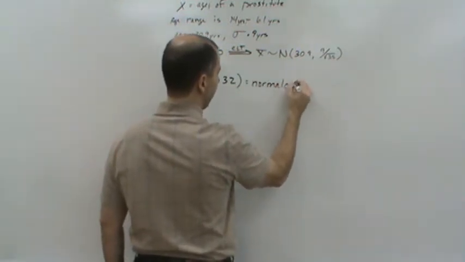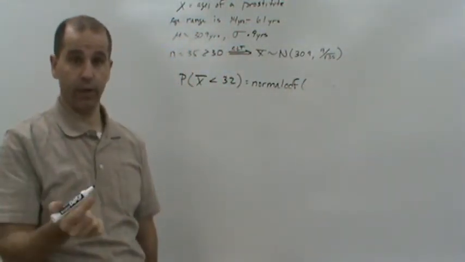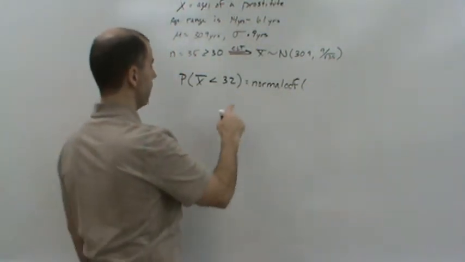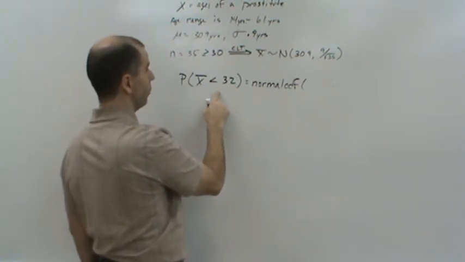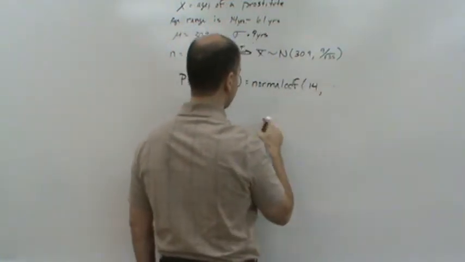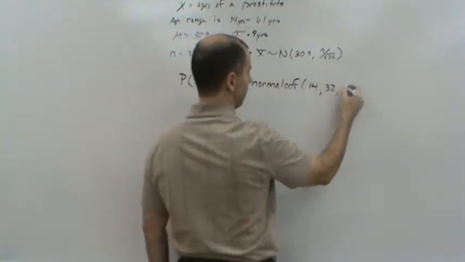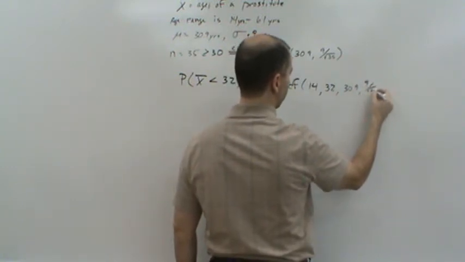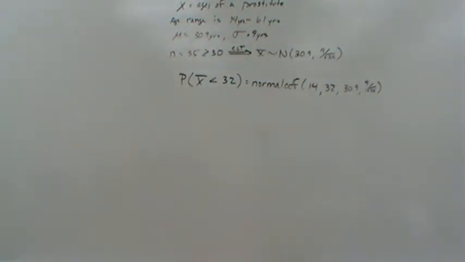So normal CDF, and some of you probably caught that, but you can't say anything because it's a video. Okay, but anyway, normal CDF, right? Here's our probability, here's our range. What's the lower bound? Well, the lower bound is not 0, it's 14. That's the difference. So 14, and the upper bound is 32, and the mean is 30.9, and the standard deviation is 9 divided by the square root of 35. So let's redo that one real quick.